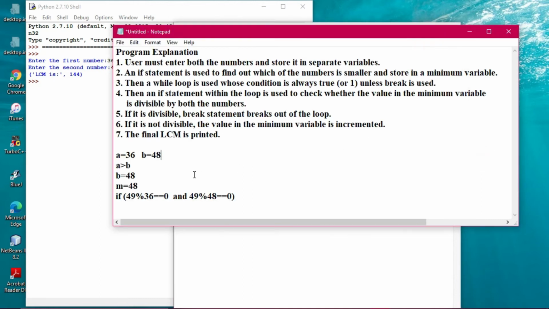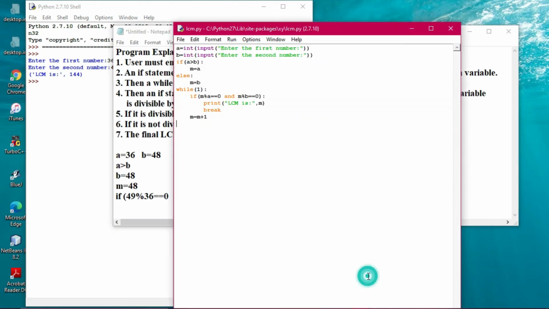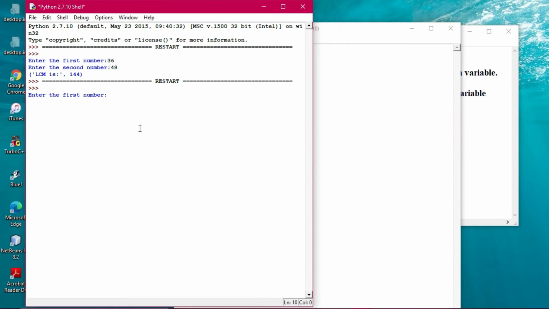Understood? So what is the logic actually? Whenever you are entering the numbers, suppose, for example, I enter the values in this way. The first value is 54 and the second value is, say, 44. So what will happen? 1188 will be the LCM. Fine, 1188 in this case.